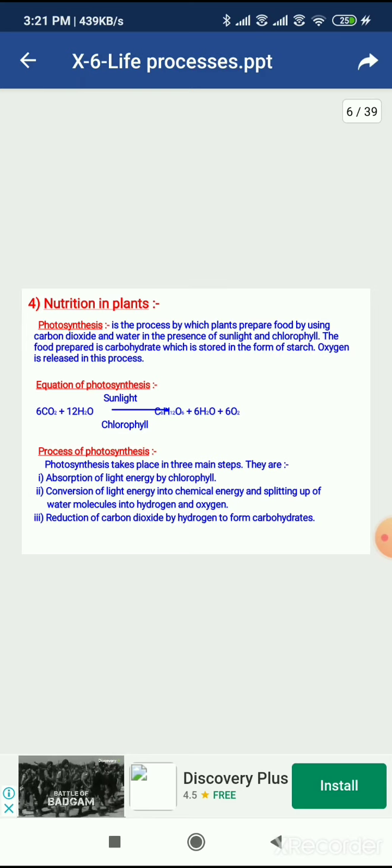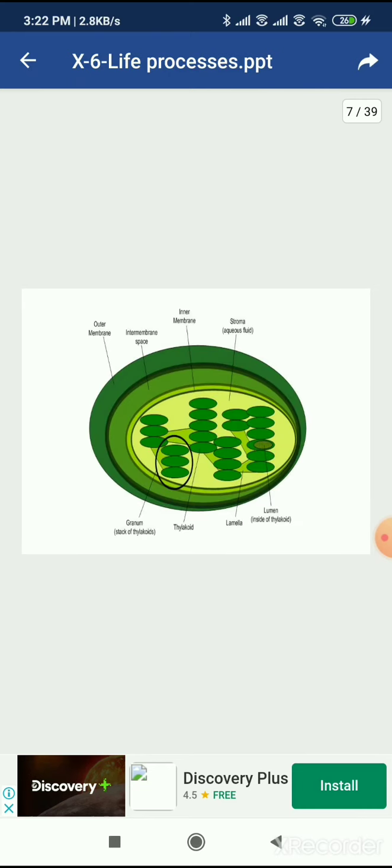In the second step, conversion of light energy into chemical energy takes place, and splitting up of water molecules into hydrogen and oxygen. This hydrogen produced in the second step helps in reduction of carbon dioxide to form carbohydrates. Addition of hydrogen to any substance is known as its reduction. So hydrogen is added to carbon dioxide to form various molecules of carbohydrates.